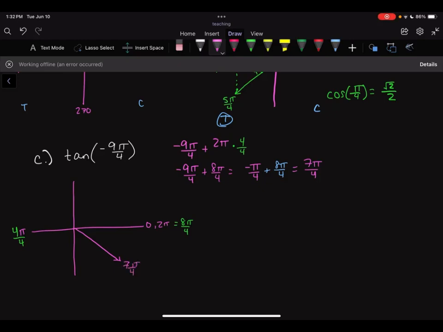But we want to think about how far it is from the x-axis. Like if we drew it as a triangle, this would be pi over 4 here, because 7 pi over 4 to 8 pi over 4 is pi over 4 is the difference. So when I draw this as a triangle, I'm really just looking at a 45, 45, 90 triangle.